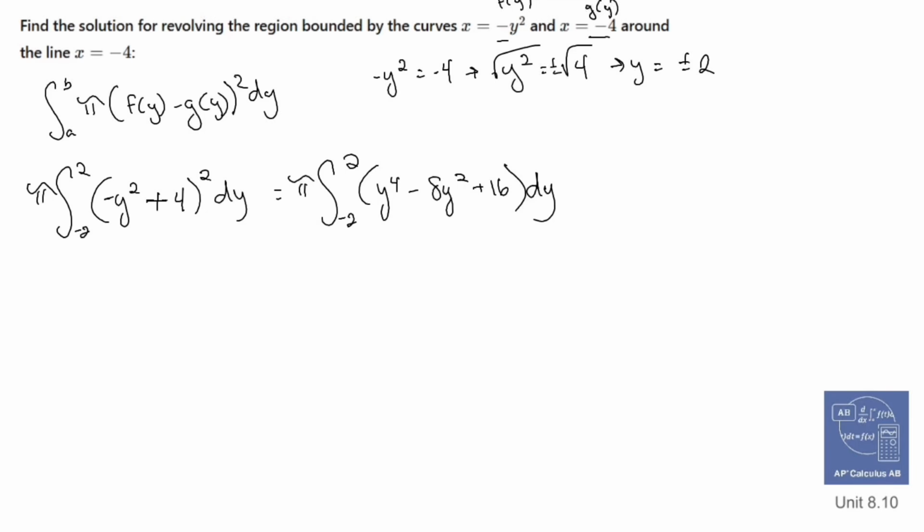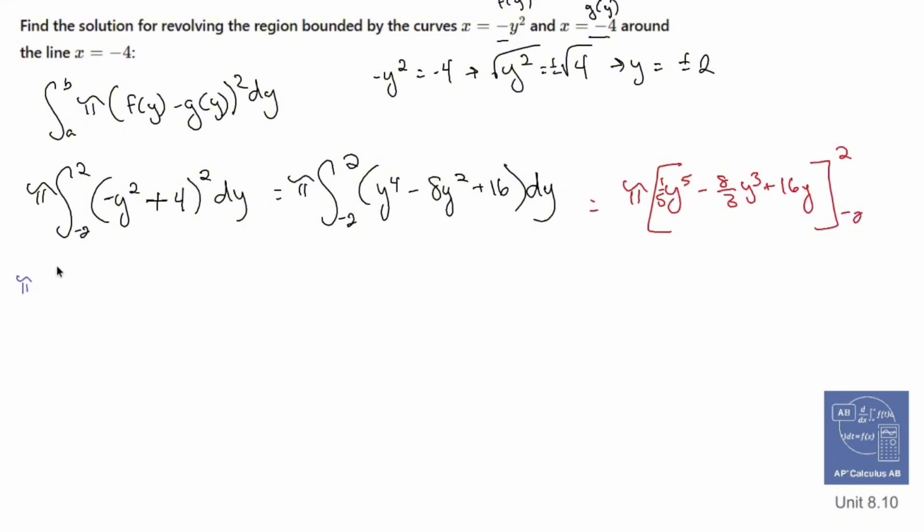Now we can integrate. You get pi times 1/5 y to the 5th minus 8 thirds y cubed plus 16y. My limits are still negative 2 and 2. Now it's a matter of plugging stuff in. Don't make any math errors. You're going to see a lot of repetition because the same numbers are going to be used twice, just one's the opposite of the other.